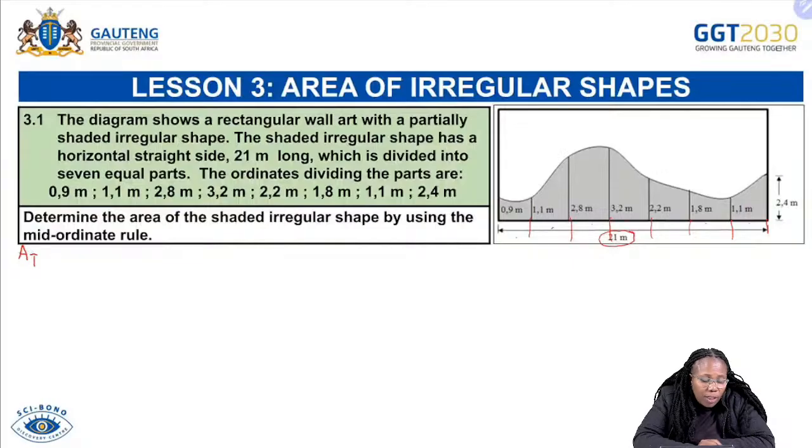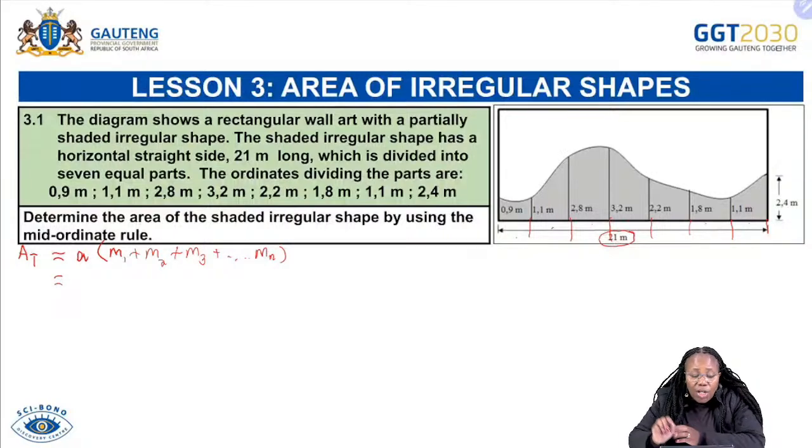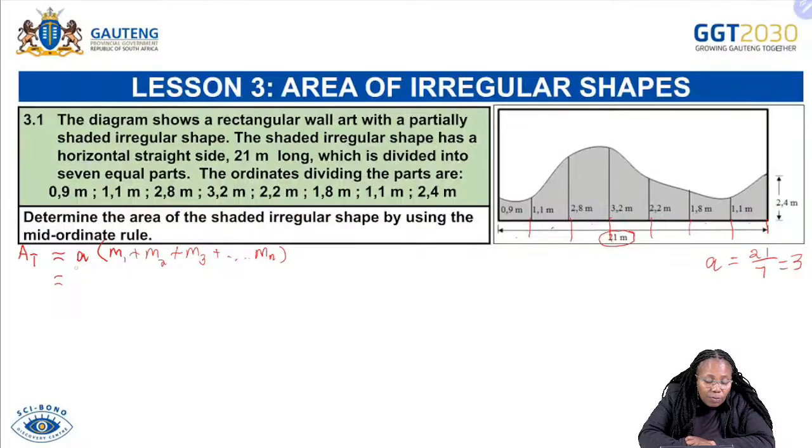The total irregular shape area is equal to A into M1 plus M2 plus M3 plus and so on up to Mn, the last one. And then remember this A represents the equal parts. So here equal parts are not given to you, but you are given the whole length when they are added together, which is 21. That means now A will be 21 divided by the number of equal parts, which is 7. And then in this case, it will give us a what? A 3. So now the equal parts will be 3.